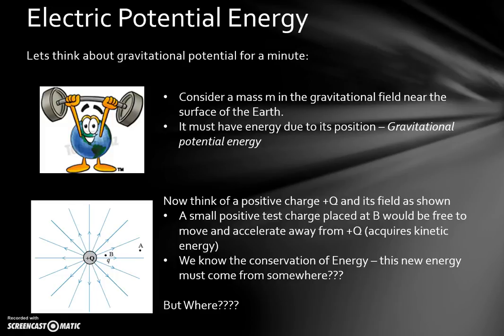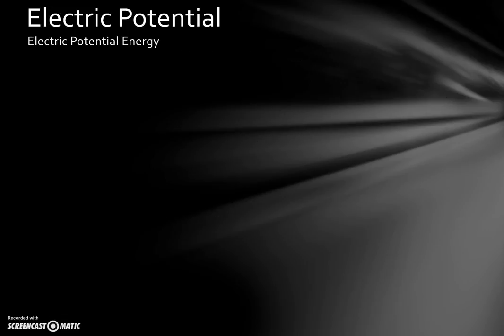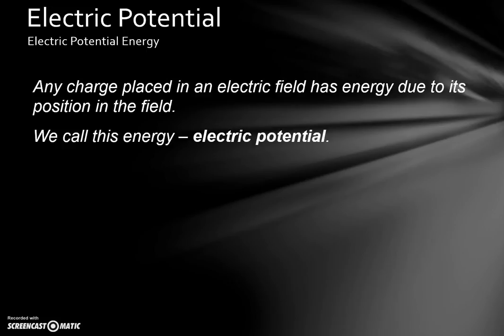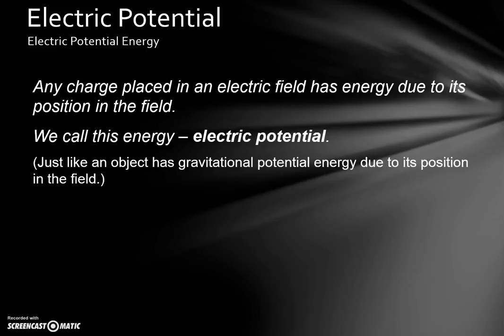And that's basically the crux of what we're going to be looking at today. So electrical potential energy, where does it come from? Well, any charge that's placed in an electric field has energy due to its position in the field. So we call this energy electric potential energy. Just like an object had gravitational potential energy due to its position in the field, the same is true for charges. So when we have an electric field, we're going to have potential energy of charges due to their position in that field. Whether or not they're close to the big charge, how far away they are, is going to depend how much work and how much energy they're going to have.